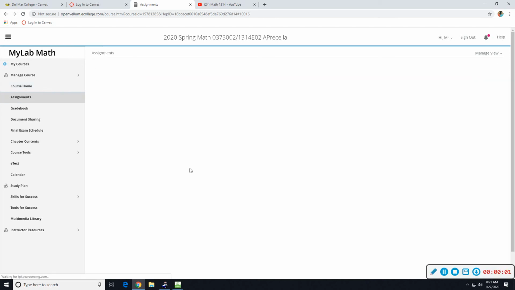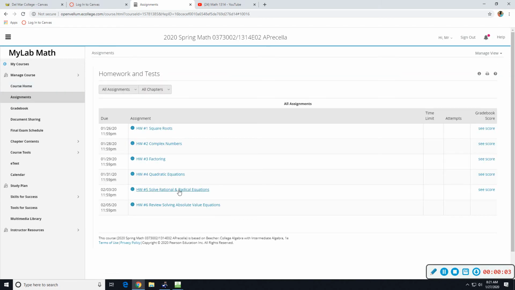So today we're going to be solving rational and radical equations. In algebra, rational is the same thing as fraction. Use them interchangeably. Radical refers to the square roots, cube roots, fourth roots. We've already worked with square roots. That was our very first assignment.